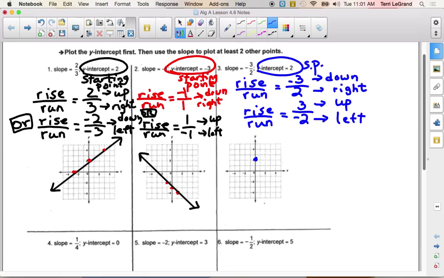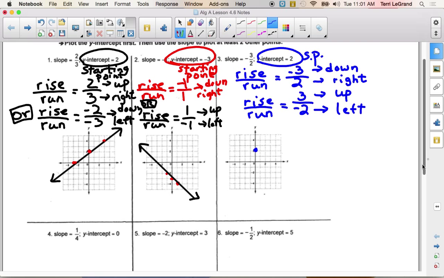So, go to your starting point, make 2 more points using each of those rise over runs, and let's see if we all get the same line.